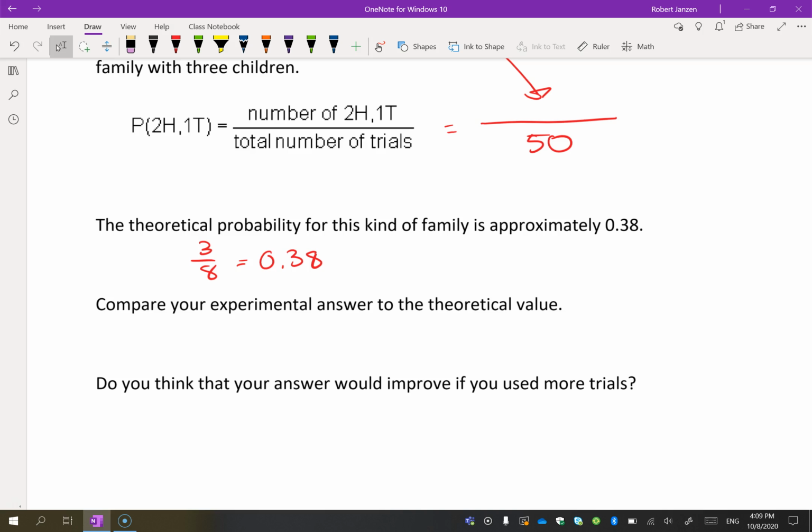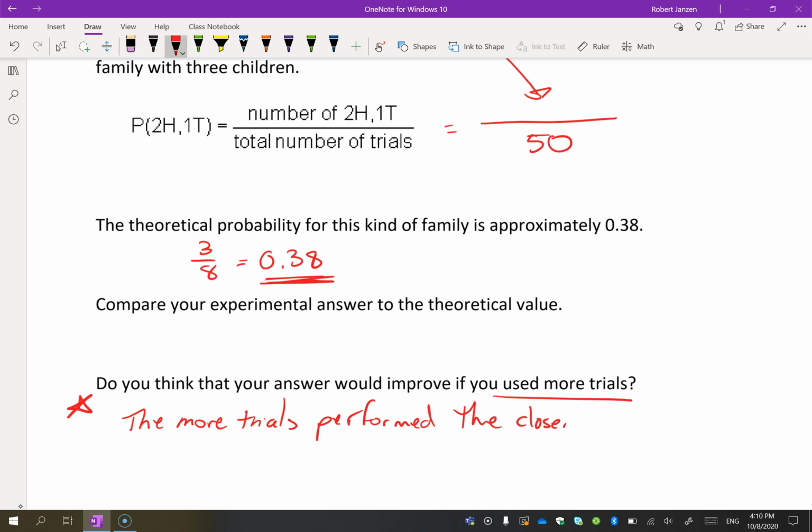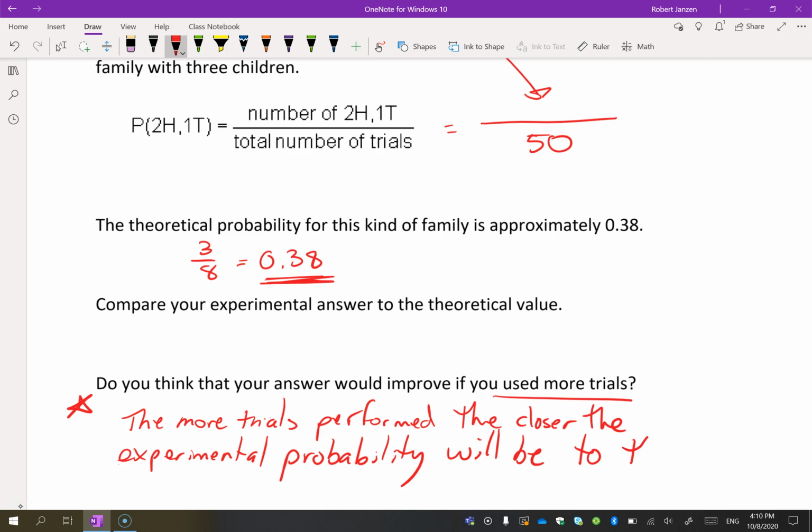The point here that we should make is, do you think your answer will get closer to this number when you do more trials? So instead of doing 50, if we did 100 or 200 or 1,000. So this is the case. The more trials performed, the closer the experimental probability will be to the theoretical probability.